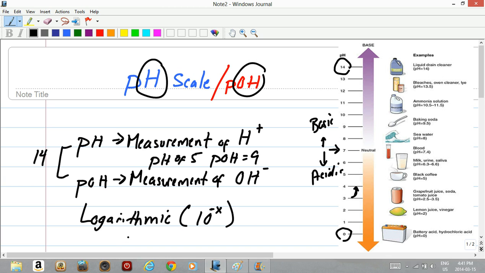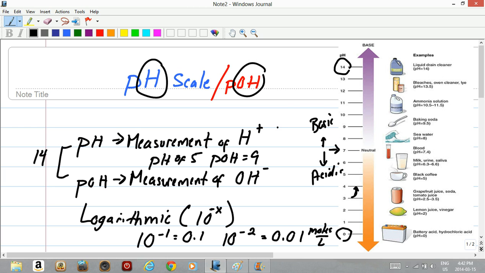If you have a solution that has a pH of 1, that means its concentration would be 10 to the negative 1. And if a solution has a pH of 2, then it would have a concentration of 10 to the negative 2. Now, 10 to the negative 2 what? What is this unit? First off, 10 to the negative 1 would be 0.1, and 10 to the negative 2 would be 0.01. But what is this unit? This unit is actually in something called moles per liter.